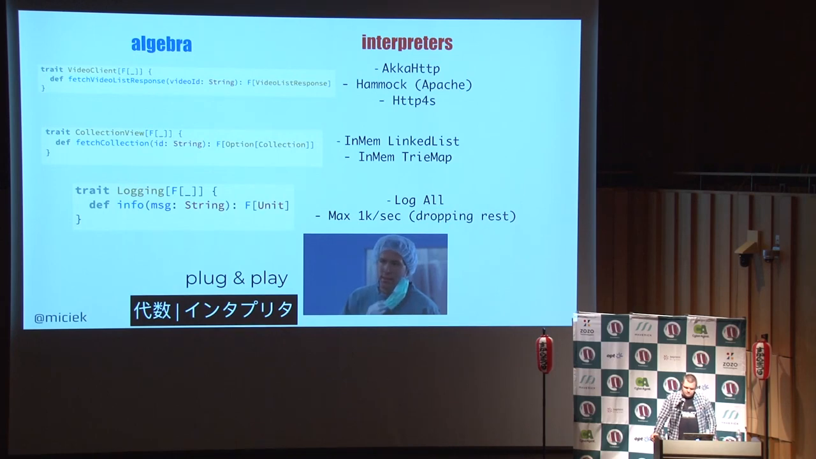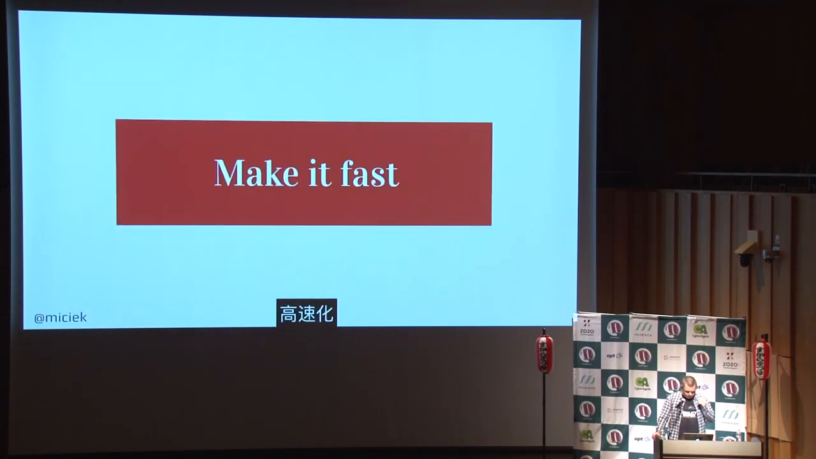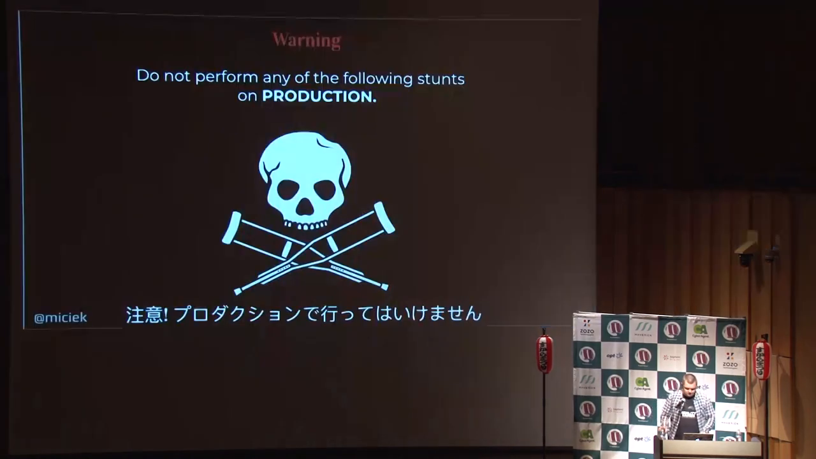There are several interpreters that I implemented. HTTP I showed you, but also we have Hammock and HTTP4S. We have different state implementations, in-memory TreeMap, and we also have a logger that is like 1,000 per second, and it's dropping if the rate is higher. We'll see if it's needed. So let's make it fast. Let's make the service fast.